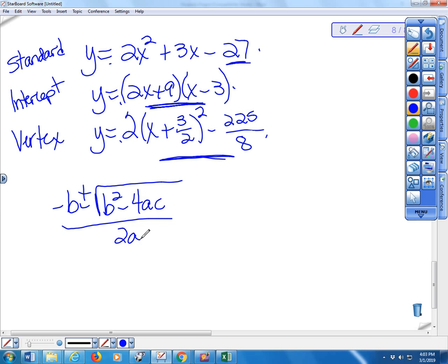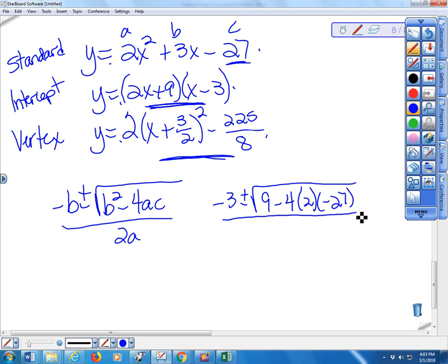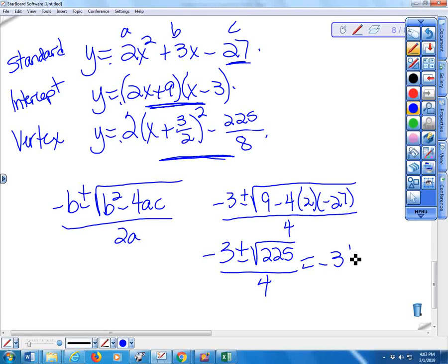Okay. This is A, this is B, this is C. Negative 3 plus or minus the square root of 9, which is what 3 squared is, minus 4 times A times C, all over 2 times 2, which is 4. So in the calculator, I take 9, it's going to be plus, because I have a negative 4 times negative 27, plus 8 times 27, which is 225. So it's negative 3 plus or minus the square root of 225 all over 4. Well, this equals negative 3 plus or minus 15 all over 4.